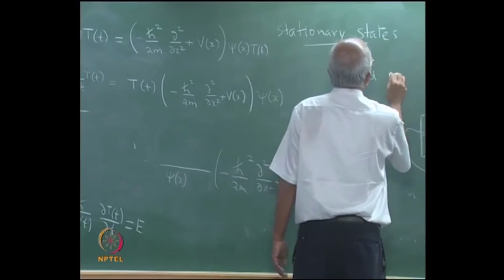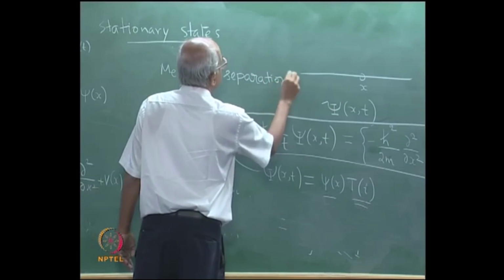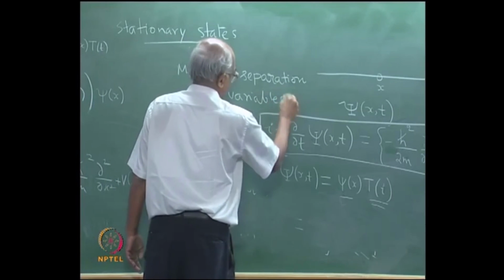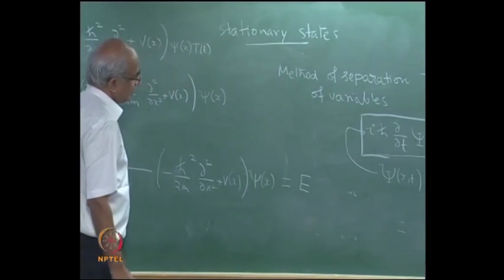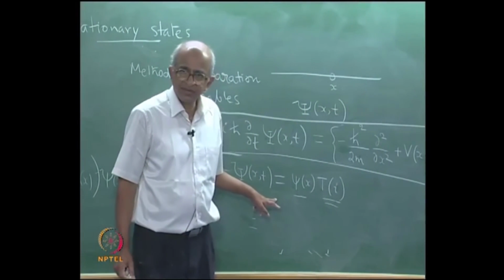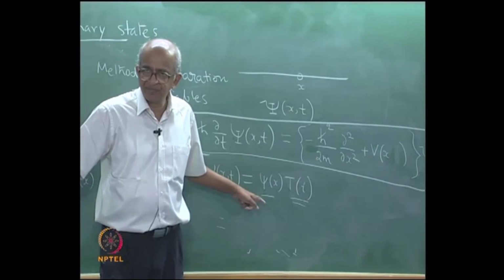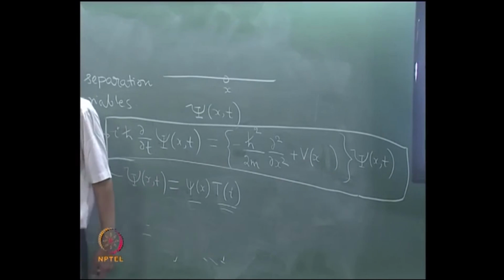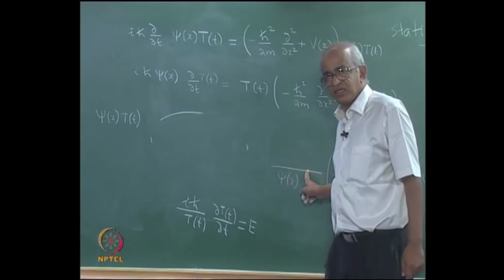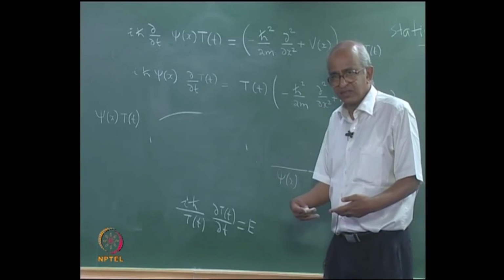So, what do I mean by that? The meaning is I had a function which depended upon two variables and that I separated into two separate functions, each one depending only upon one variable. And then I was able to arrive at two separate ordinary differential equations. So, one is this and the other one is that. My problem has been simplified by this method of separation of variables.